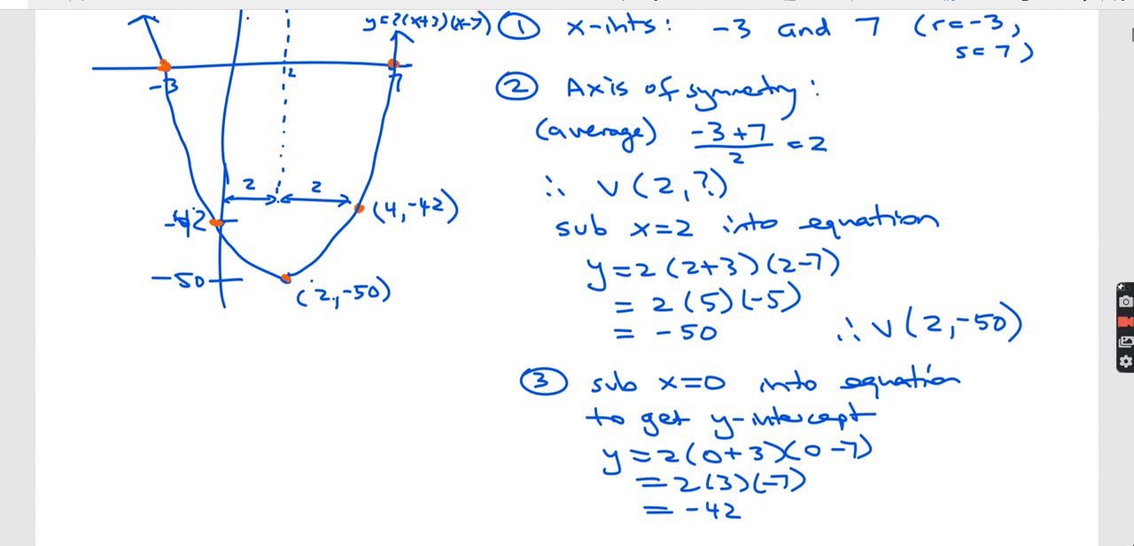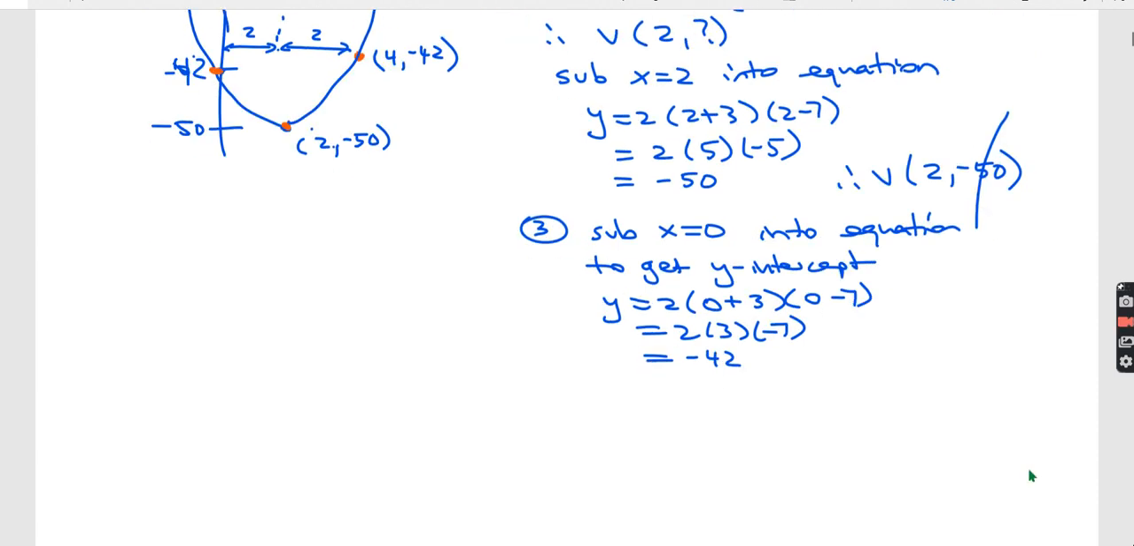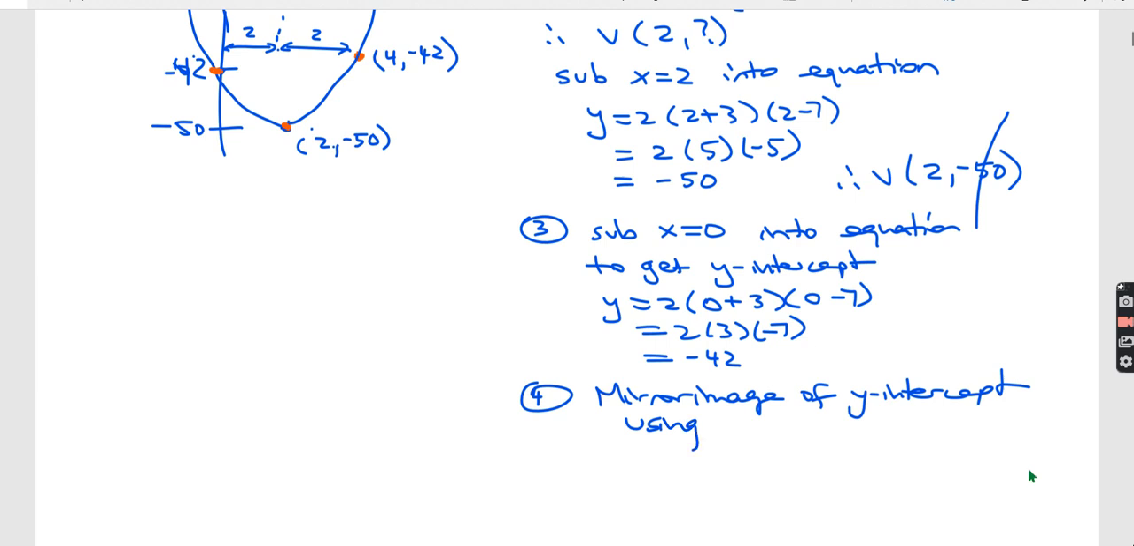So how did we get the 5th point? Let's just scroll up and put that in. Okay, so we got the y-intercept, and then the fourth step is the mirror image of the y-intercept using symmetry. And now we have 5 quick points.